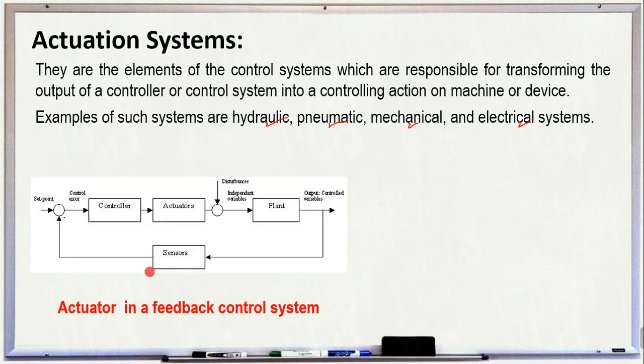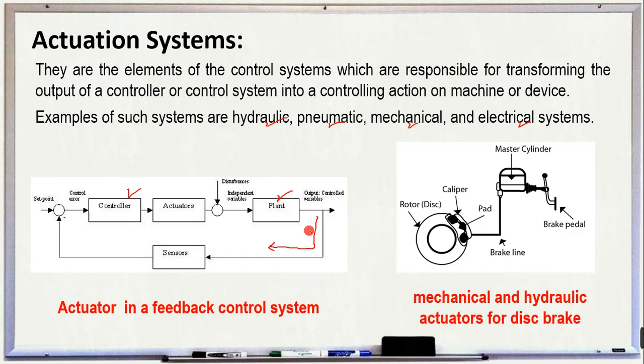Okay, so this is the actuator in a feedback control system. This is the typical diagram of our feedback control system. Why is it called feedback? Because we have here a return signal, no, through the sensors. So our actuator is typically located between the controller and our plant.